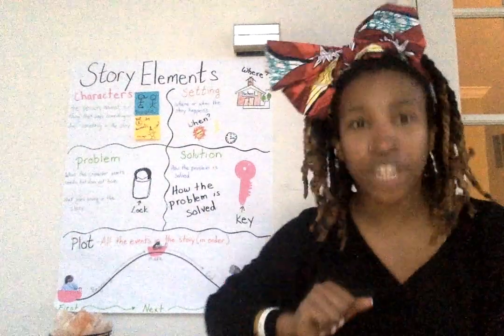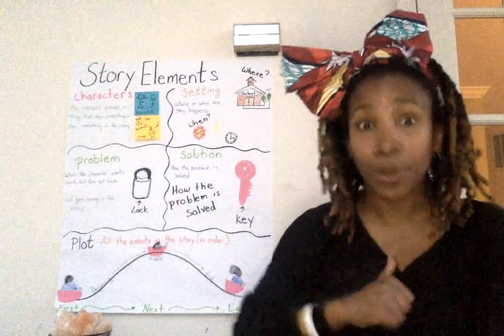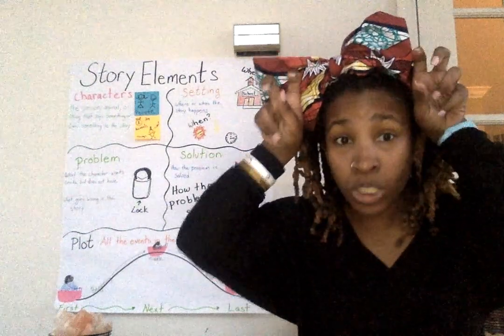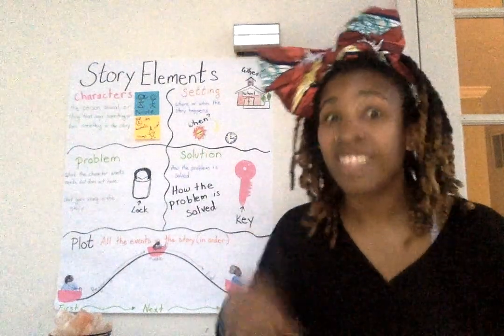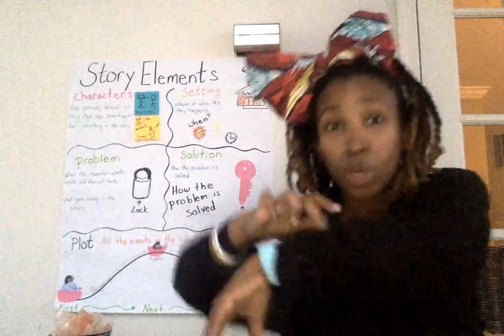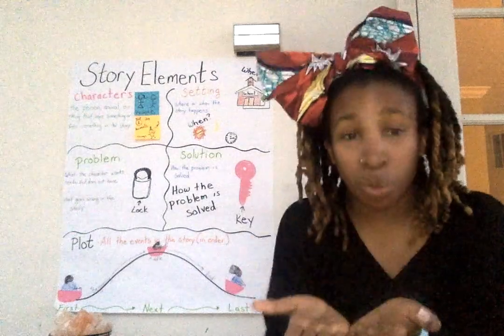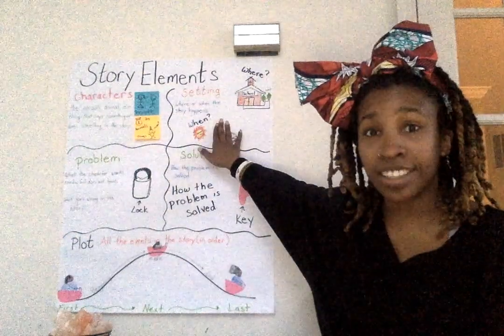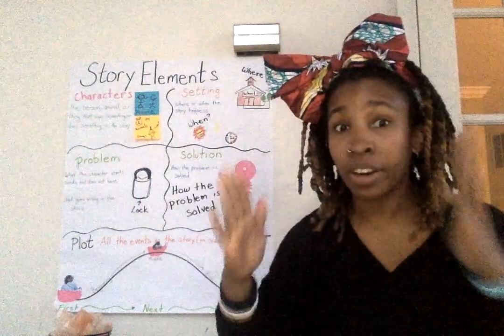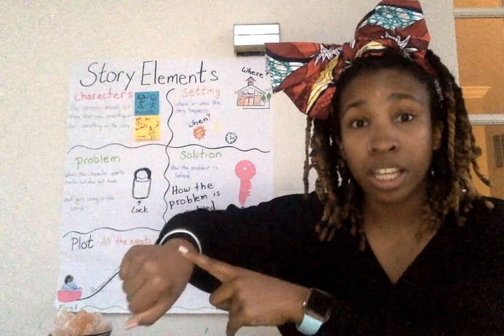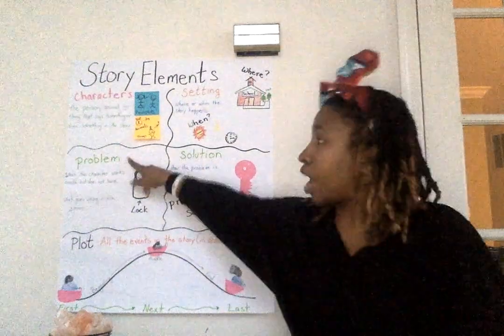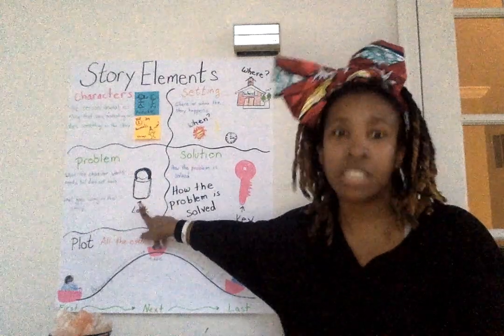Characters. The characters are the person or the people, the animal or animals or things that say something or do something in a story. Characters. The setting is where or when the story happens. That's the setting.